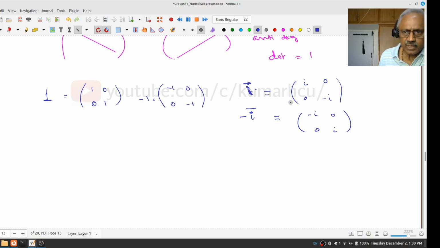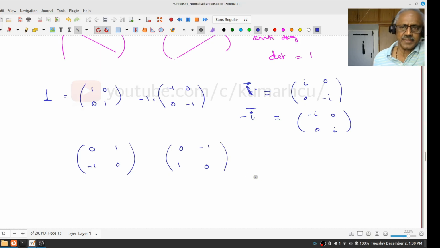Therefore 1, 2, 3, 4 elements. Now we have to do anti-diagonal. So if anti-diagonal, what do I do? If I put 1 here, the determinant has to be 1, therefore it has to be minus 1. Is that clear? And since it's there here, the negative should also be there. Minus 1, 1, 0. This will also be there.